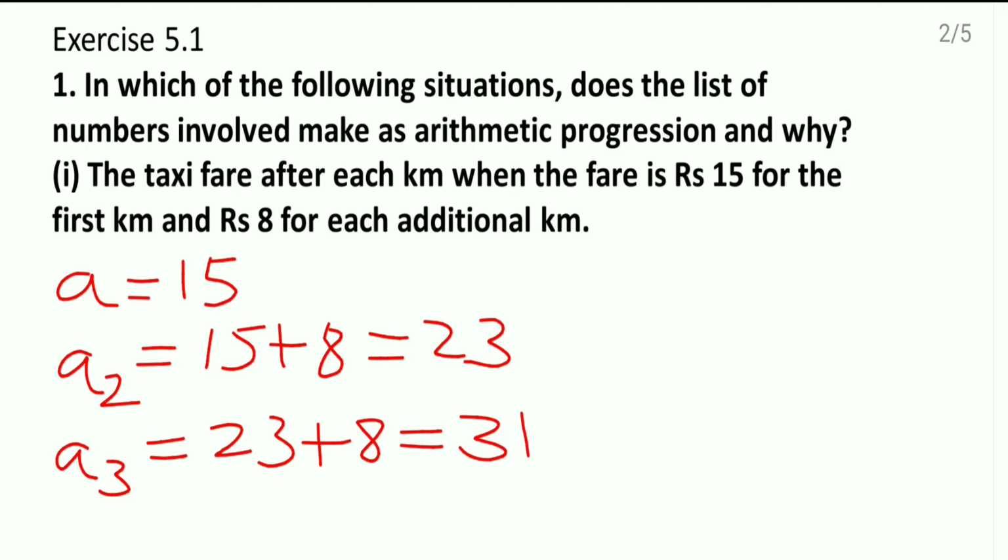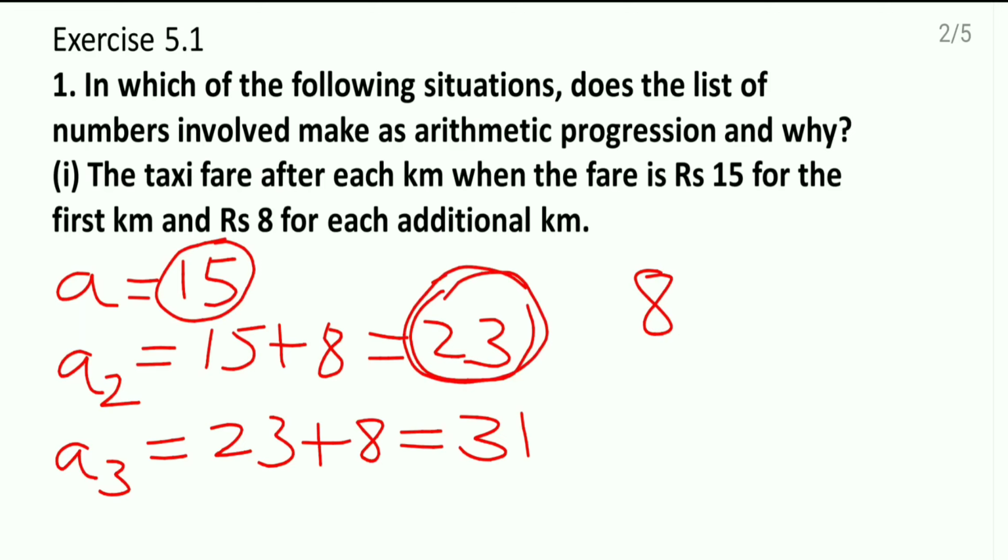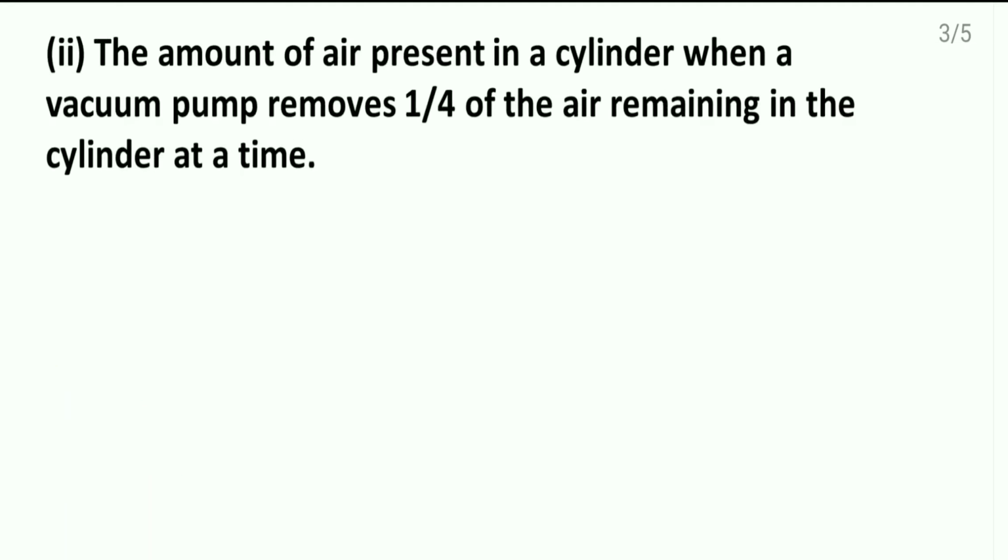Now let us see the difference between the first and the second one, which comes as 8. Difference between the second one and the third one, which again comes as 8. That means the difference is constant. We can say d is equal to 8, which is a constant number. Therefore, this is the example of an AP. Let us see the second one.